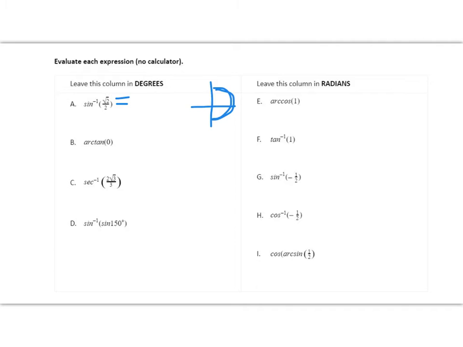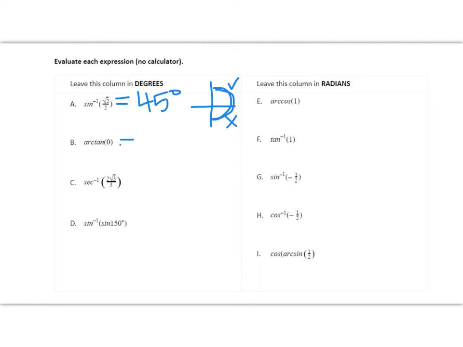So we know that root 2 over 2 is positive, so if we're focused just on these two quadrants, we must be in the first quadrant, because the fourth quadrant produces negative sine results. And then you just have to think, well, what angle gives us root 2 over 2 for sine? And that is 45 degrees. Done. On to the next one, arc tangent of 0.